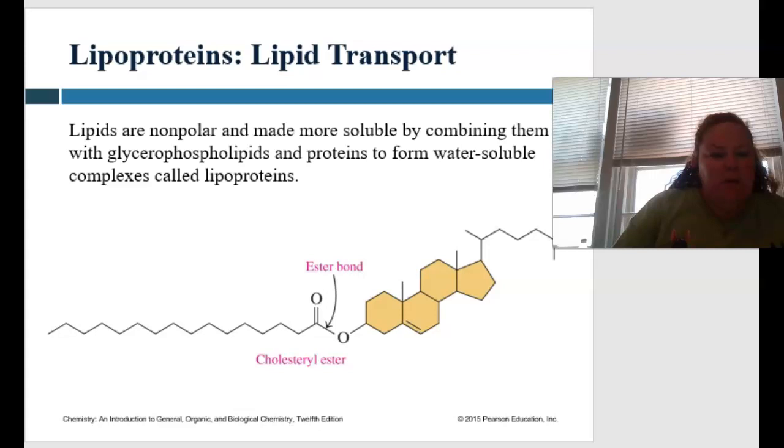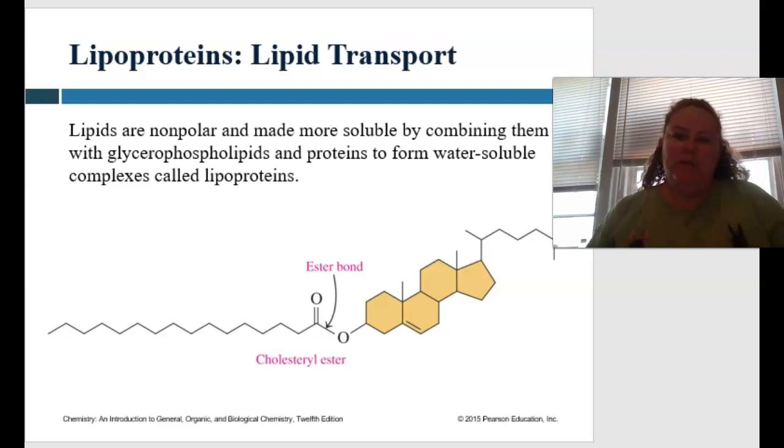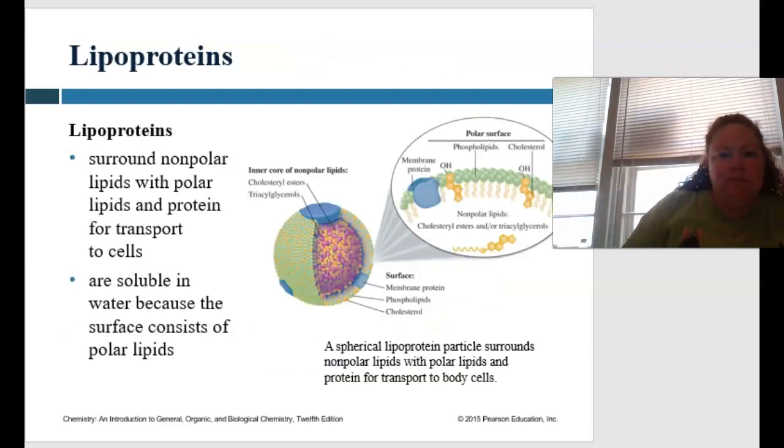So what about lipoproteins and lipid transport? Well, lipids are nonpolar, and they're made more soluble by combining them with glycophospholipids and proteins to form water-soluble complexes that are called lipoproteins. Lipoproteins surround nonpolar lipids with polar lipids and protein to help transport to the cells. They're soluble in water because the surface consists of those polar lipids.